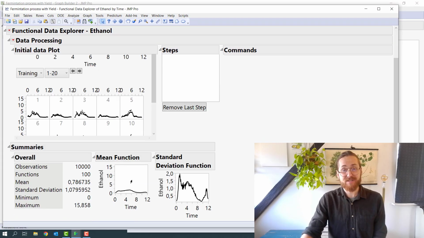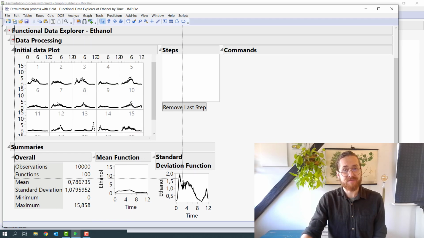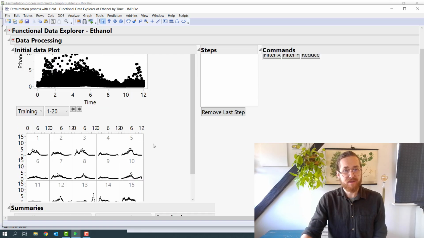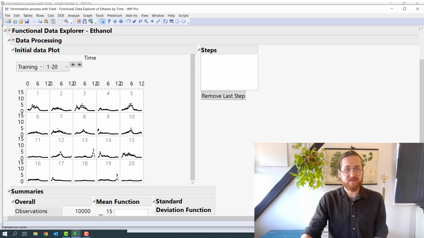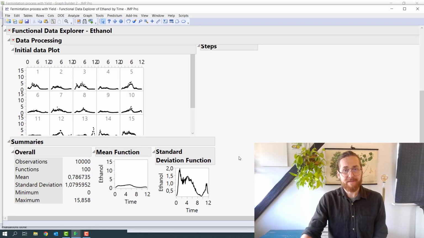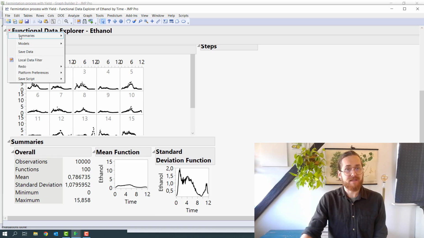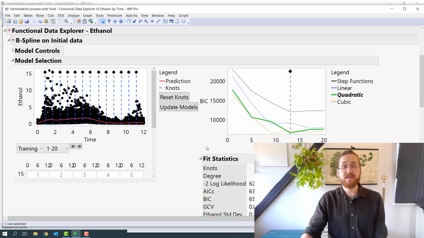I look at the mean function, I look at the standard deviation function. I can see all of my different curves down here. I fit a B-spline model. JMP then dissects this by splitting the curve into knots, and between each knot I try and fit either a step function, a linear, a quadratic, a cubic.